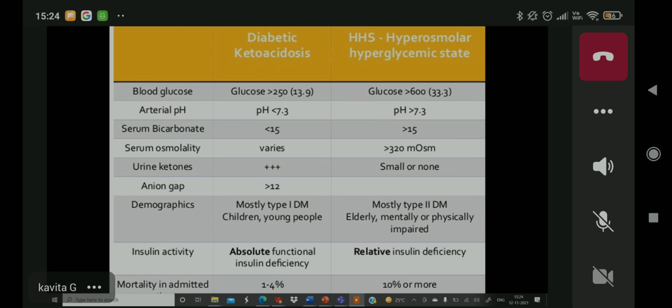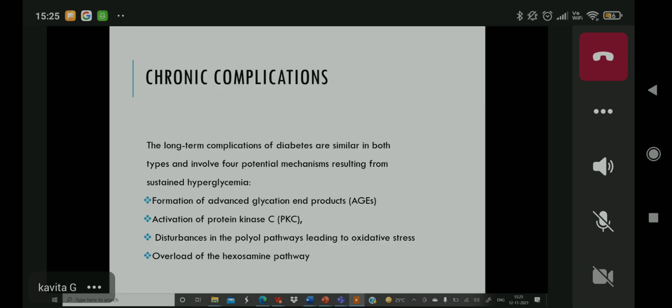And then ketones, as the name suggests, are very high in ketoacidosis, and not here. And the mortality is, you could say these cases are very severe, the HHS ones, okay? And they're very difficult to manage because they already have many comorbidities. So these were the acute complications, DKA and HHS.